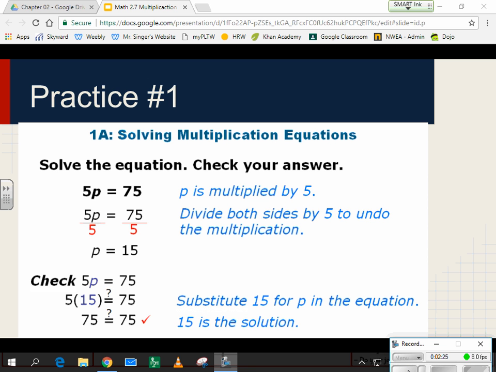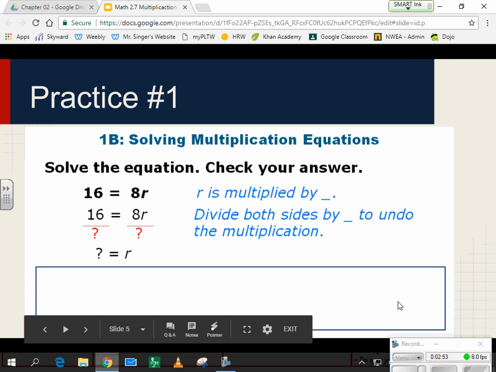But remember, the 5 isn't just disappearing. You have to do the same on the other side. You have to make sure that it's equal. So 75 divided by 5 is 15. So in this scenario, P equals 15. And again, to check, we just plug and chug. So plug 15 back in for P. 5 times 15 is 75. Make sure you have this example down in your notes. You don't need all the blue stuff, just the example on the left.